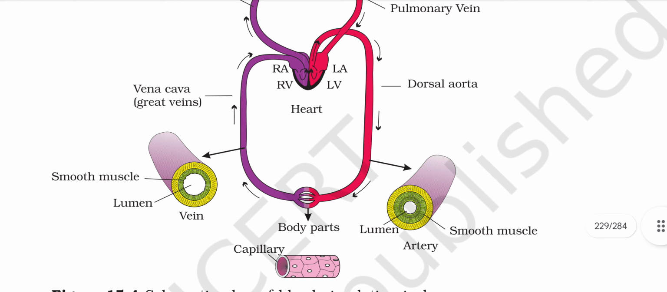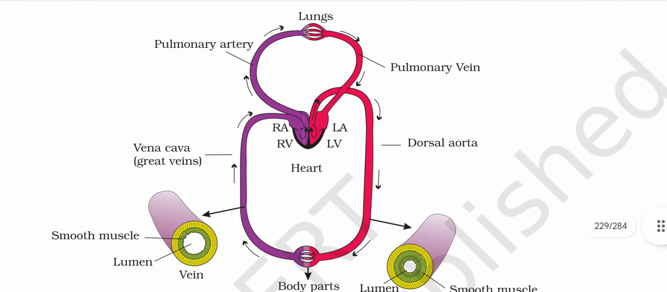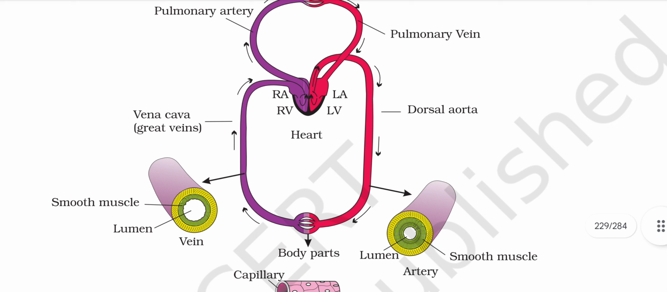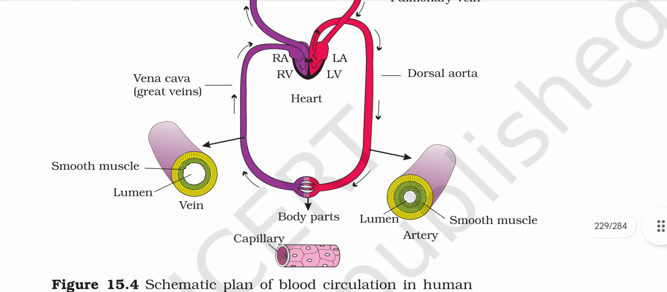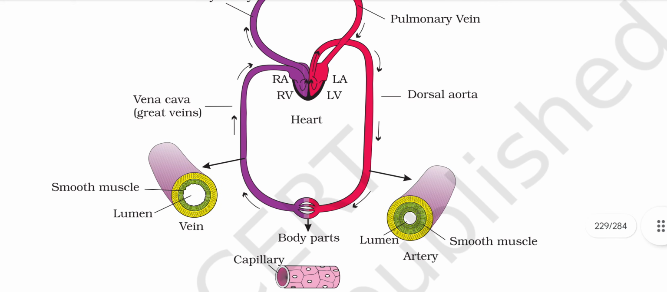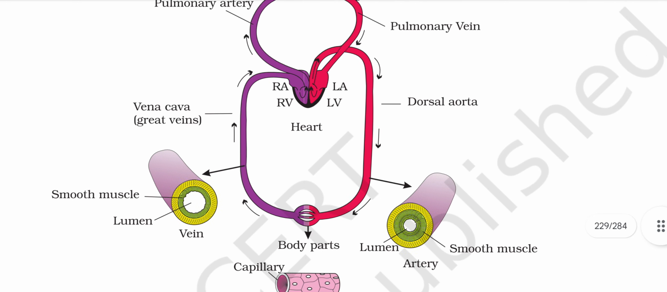So vena cava is a great vein, right? Here it is written, great veins, vena cava. Vena cava takes the deoxygenated blood from throughout the body, against gravity, to the heart. So it is also called the great vein because it requires so much work and so much pressure. It has to do work against gravity too. So it is also called the great veins, right? And it goes to the body parts, and then from the body parts back through the vena cava, right?